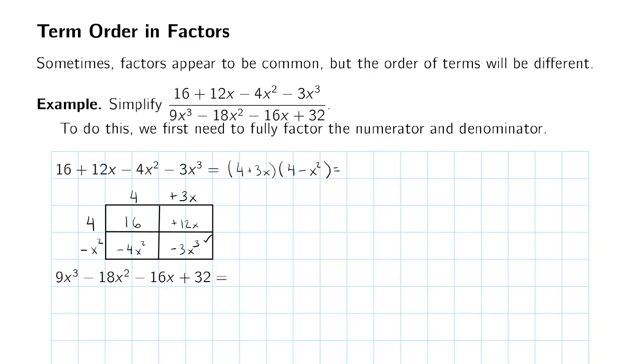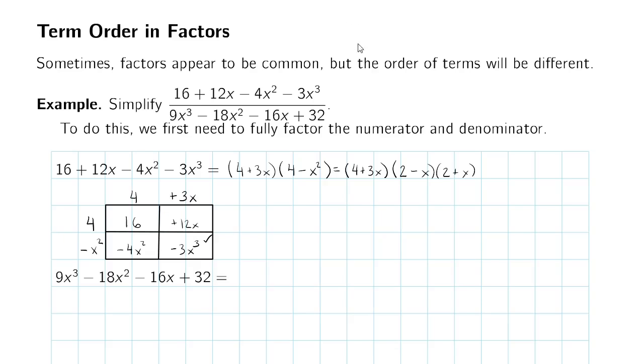Remember, we need to factor fully. 4 plus 3x is linear, so that's prime. But then 4 minus x squared, that's a difference of squares. That'll factor as 2 minus x times 2 plus x. And now all of those factors are linear, so all of those factors are prime.